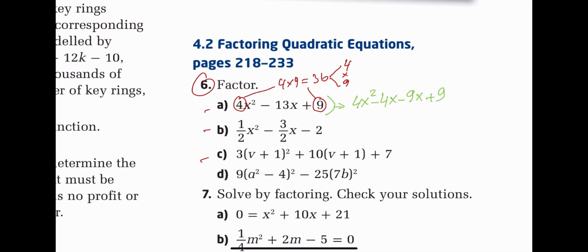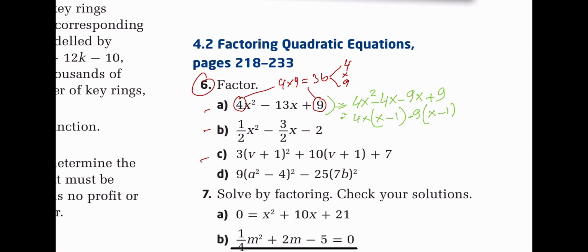Why am I doing that? Because now it's easy to factorize. I can factorize here by 4x, and here by 9. So this is equal to 4x times (x minus 1), plus minus 9, I factorize minus 9, times (x minus 1).